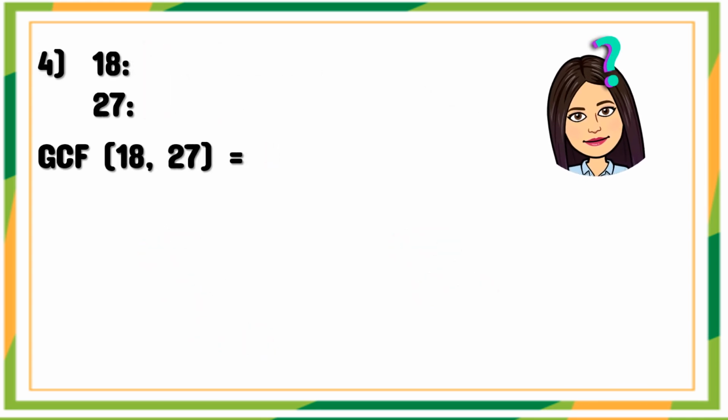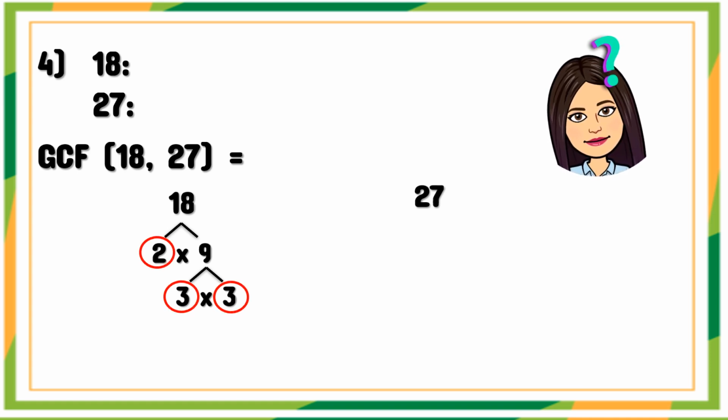Let's now answer number 4, the GCF of 18 and 27. So we're going to use again a factor tree for getting the factors of 18 and 27. For the factors of 18, we have 2 times 9. 2 is a prime number, so we're going to get the factors of 9, which is 3 times 3. So 2, 3, and 3 are all prime numbers. So the factors of 18 are 2, 3, and 3, or 2 times 3 times 3.